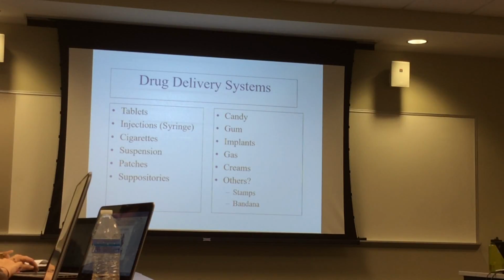Okay, so this is on multiple drug delivery forms. It could be a tablet, or an injection, or even a cigarette. If you administer marijuana, it's an administration route through smoking. Suspensions or patches for most of the transdermal drugs. Suppositories. Nowadays you find over-the-counter candy or gum. Most of the fibers are given as candy, or even the multivitamins are given as gum. Implants, and this is mostly progesterone and estrogen, long-acting hormones. Gas or creams or others.